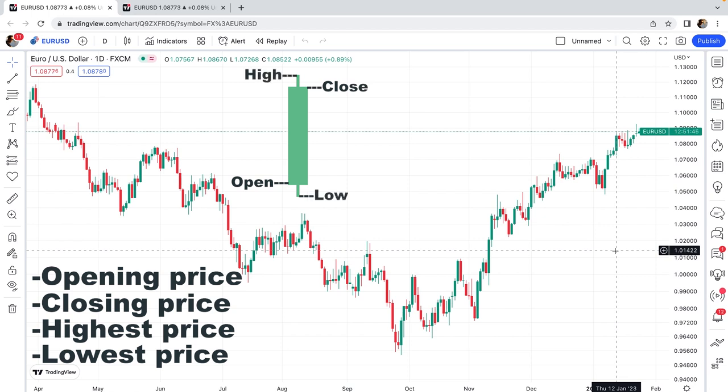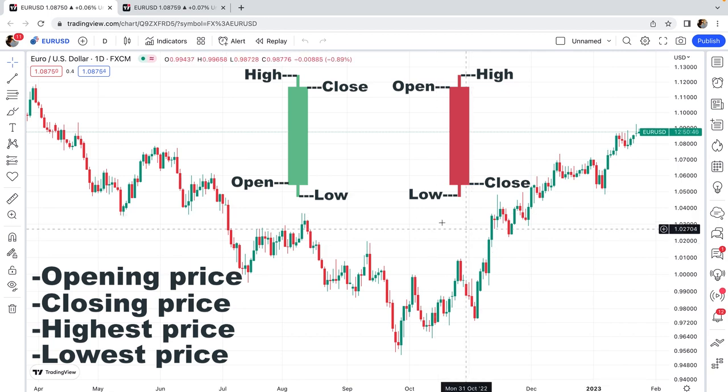If the closing price is higher than the opening price, the body of the candle is green, and if the closing price is lower than the opening price, the body of the candle is red. I don't get into more details related to different types of candles because it's not related to the subject of this video, so if you're curious and interested to know more about candles and patterns, just check the description of this video. I have comprehensive guides on this subject.